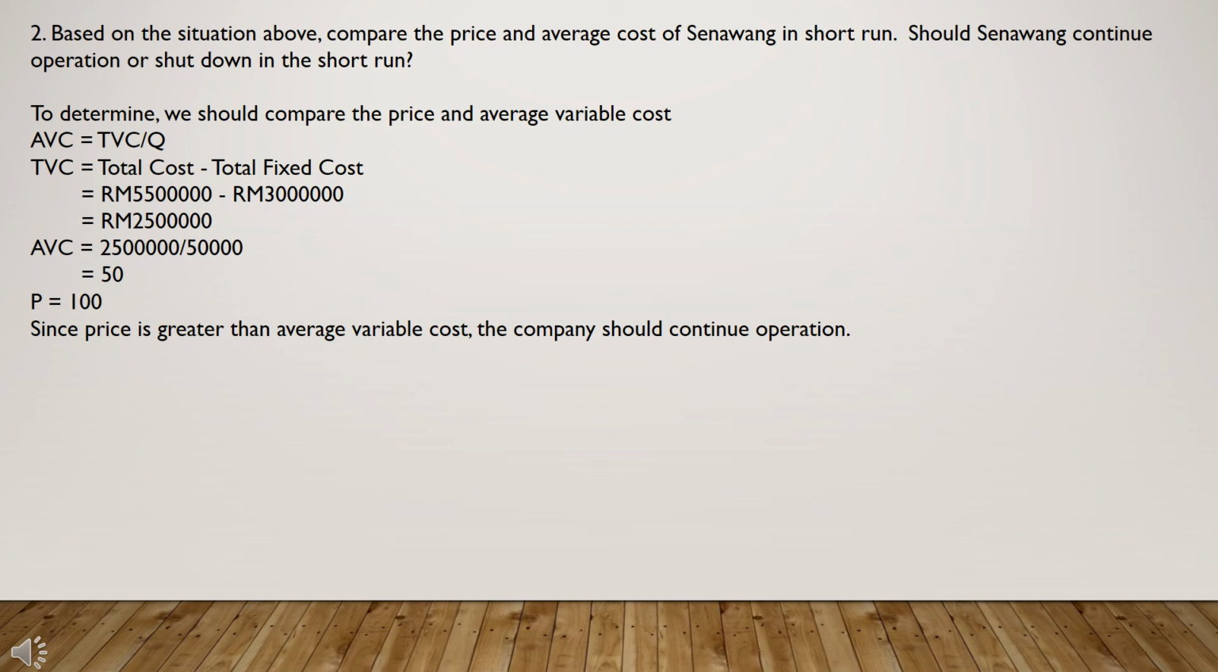So AVC equals TVC divided by Q. Total variable cost is total cost minus total fixed cost. 5,500,000 minus 3 million, so total variable cost is 2,500,000. To find AVC, 2,500,000 divided by 50,000, and we will get 50. So P equals 100 and AVC equals 50. Therefore, since P is greater than AVC, the company should continue the operation.